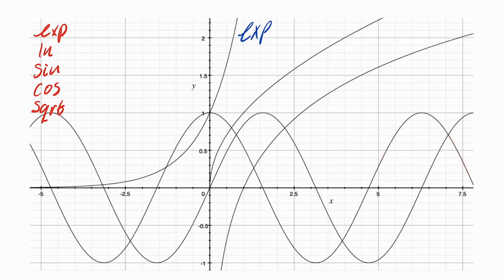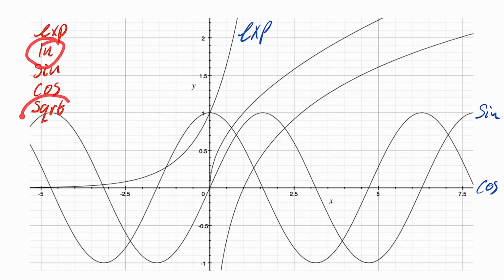What else do we know about sine and cos? Well, we know that sine of 0 is 0 and cos of 0 is 1. So we can therefore pick out sine. It's the oscillating function which goes through 0. And then cos is the other one. Cosine is the one that passes through 1 at the origin. So that leaves just two more.